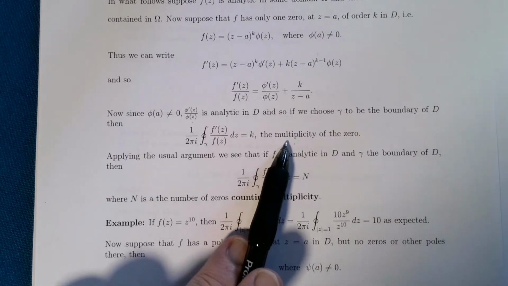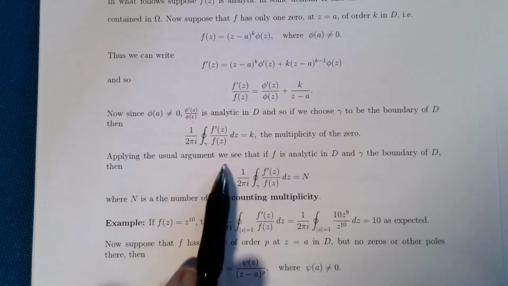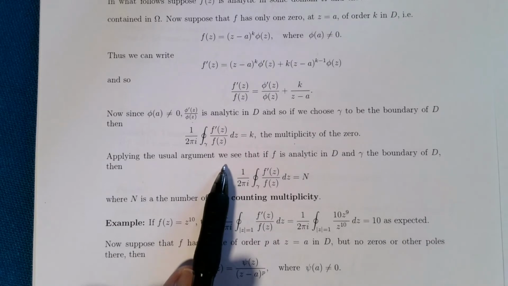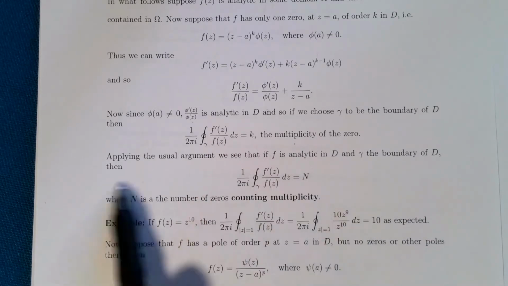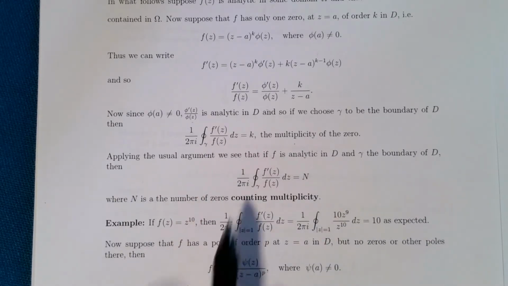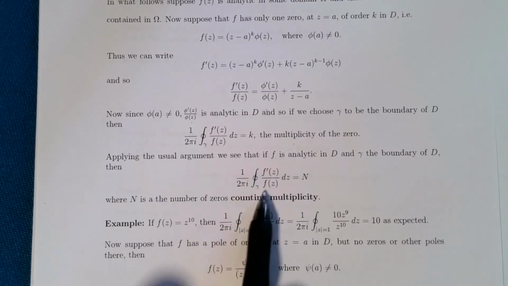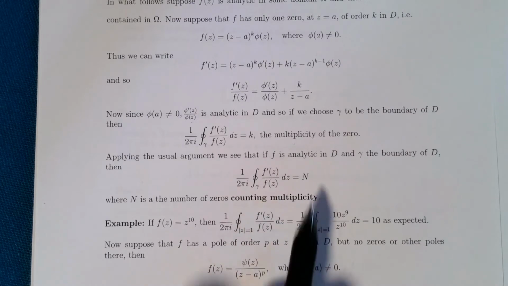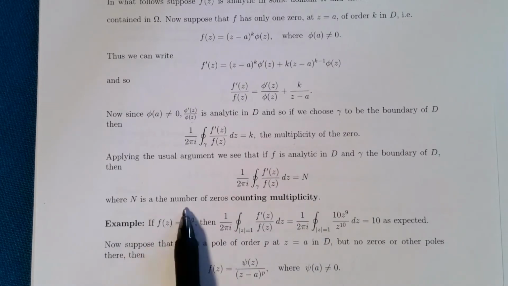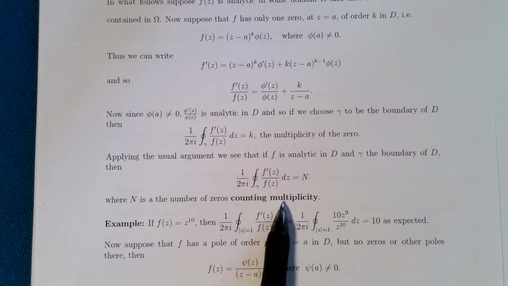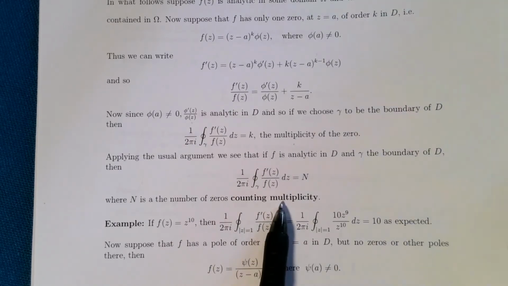Now we use our usual argument. If we've got more than one zero, we can isolate each of these zeros. And by the usual argument, we see that if f is analytic in D and gamma is the boundary of D, then this integral, 1 over 2 pi i of the integral of the logarithmic derivative, is just equal to n, where n is the number of zeros counting multiplicity.